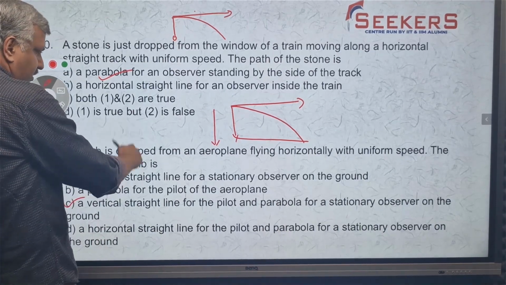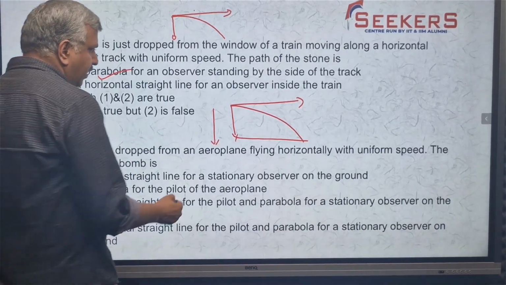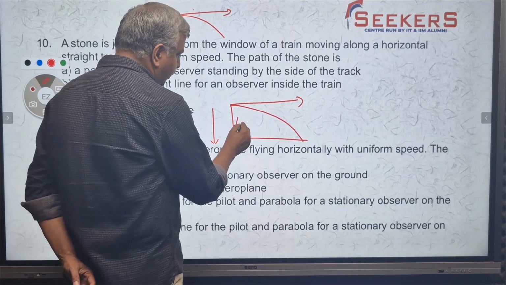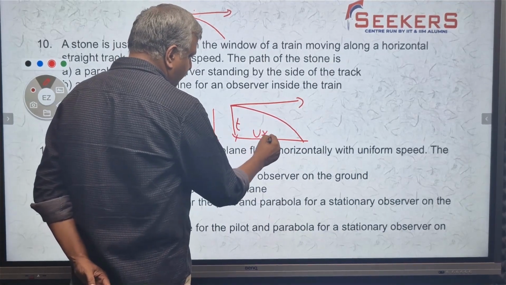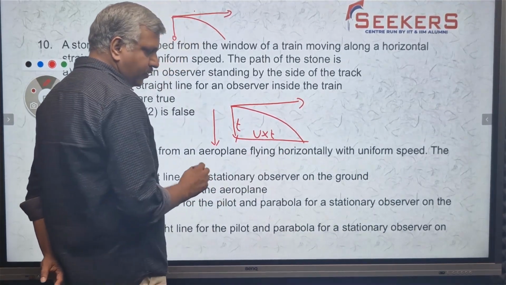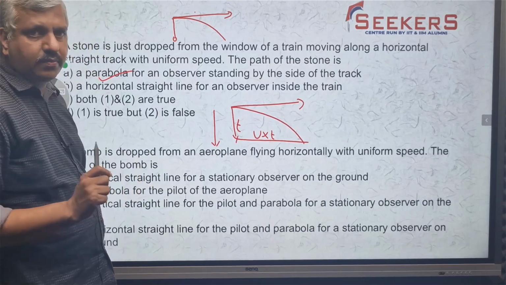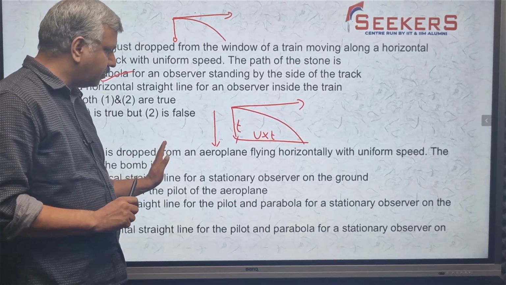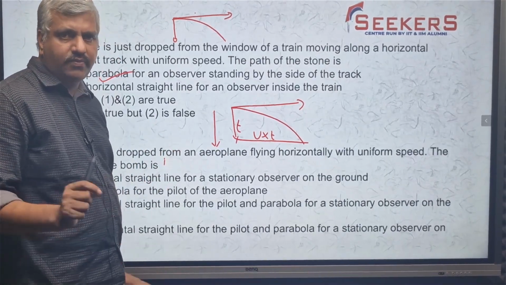Both these questions are similar questions. It will help. Now to calculate the range, again calculate the time of flight. Velocity of the plane into time of flight will give you the range. Okay. Remember, in all kinds of projectile motion, time of flight is the most important.